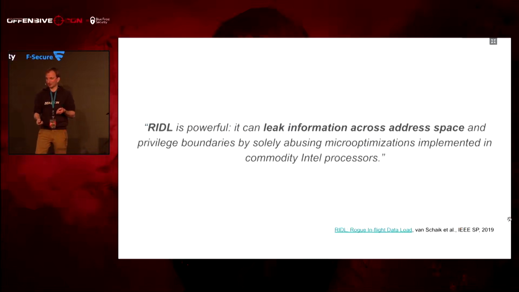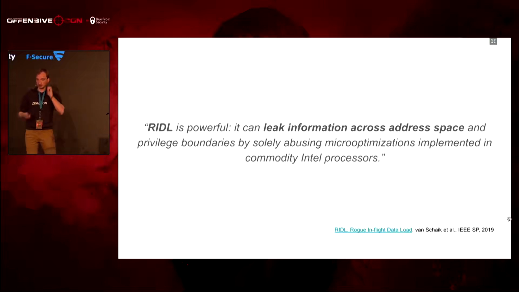So one bug on the list, the MDS attacks, and in particular Riddle, caught my eye, because when I started reading all these papers, this one just said, well, leak information across address space. This is in the abstract. So I actually did read all the papers, not just the abstracts. But this one was super promising. Okay, cool, this is exactly what we want. But it has been public since May 2019 already, right? And this is late 2019. So I'm like, okay, well, this is probably fixed already.